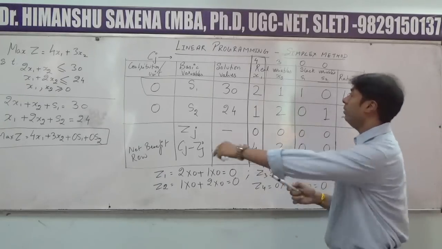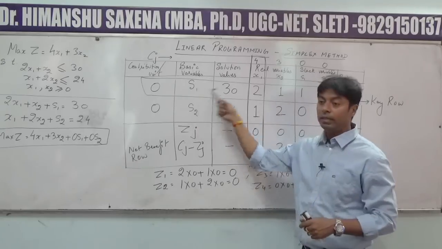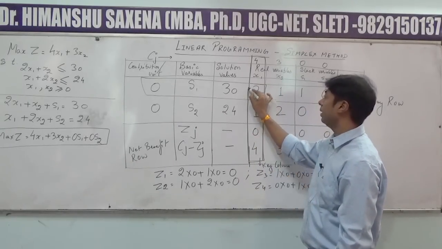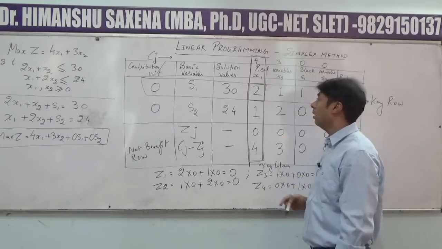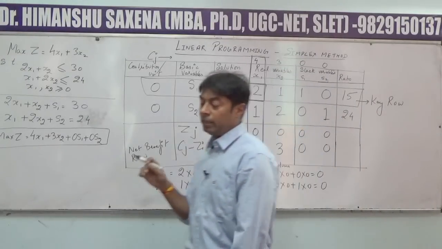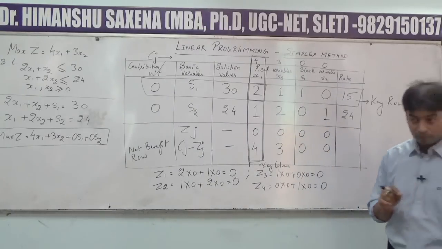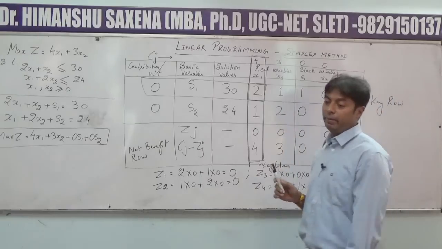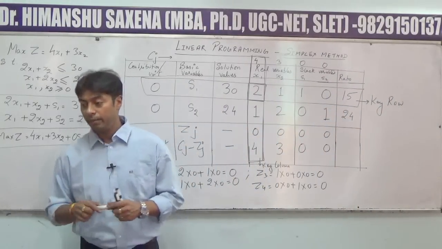Now the element which is lying on the intersection of key row and key column will be termed the key element. So kindly mark this 2 as the key element. The element lying in the intersection of key row and key column will be the key element.